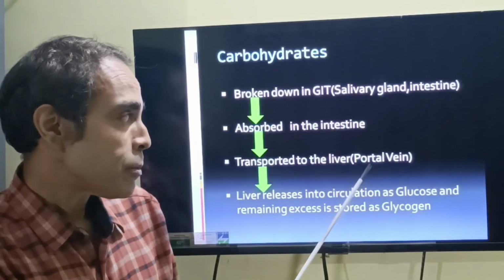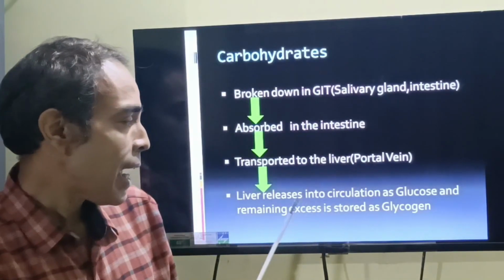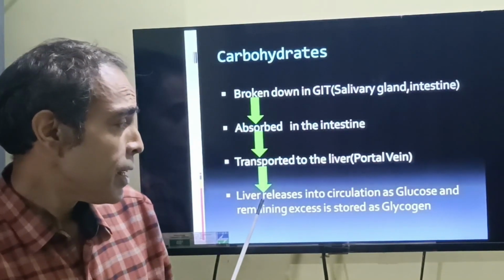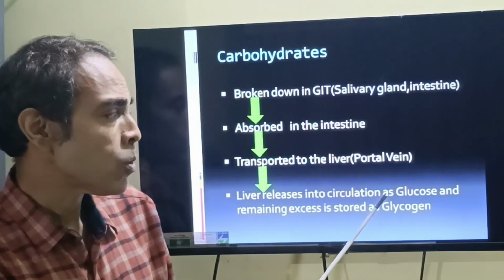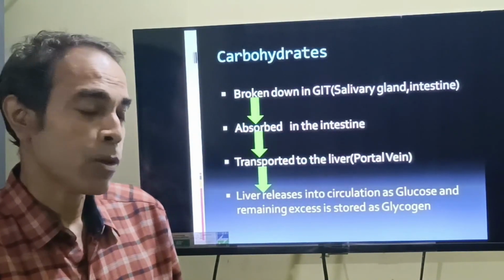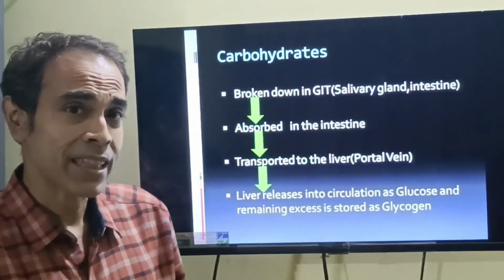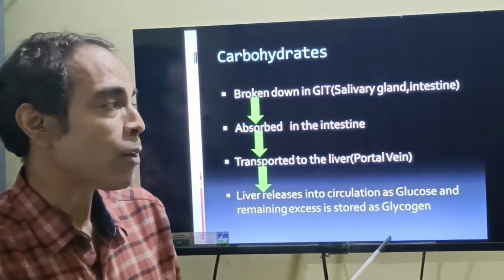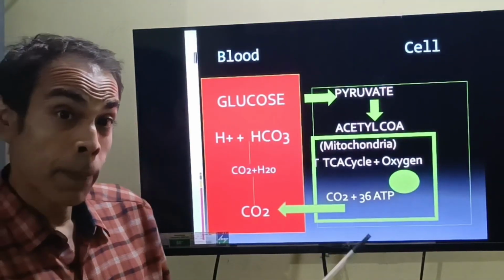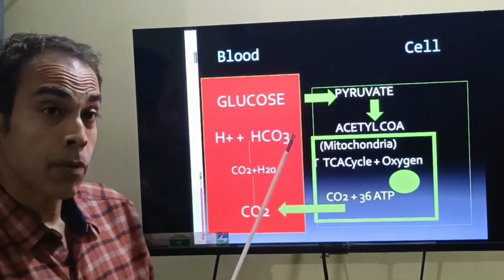The carbohydrates are transported through the portal vein to the liver. What happens once it gets to the liver? The liver releases it into circulation as glucose. So after taking a meal, the glucose level rises because the liver releases it into circulation, and the remaining excess is stored as glycogen. Now glucose has entered the blood.